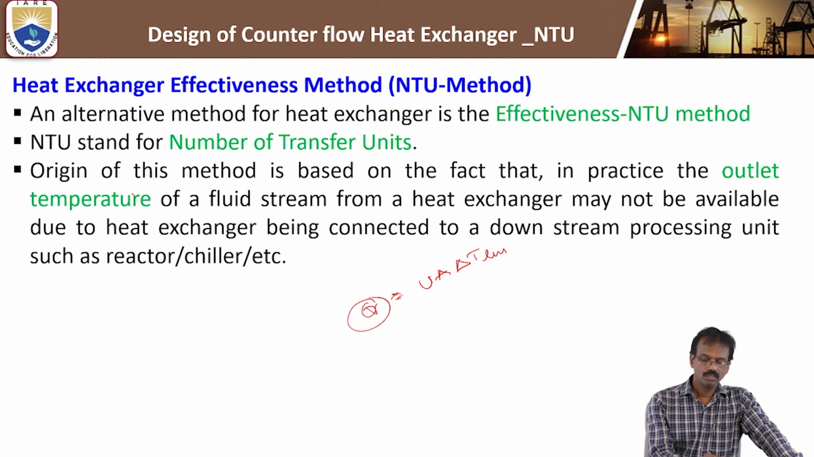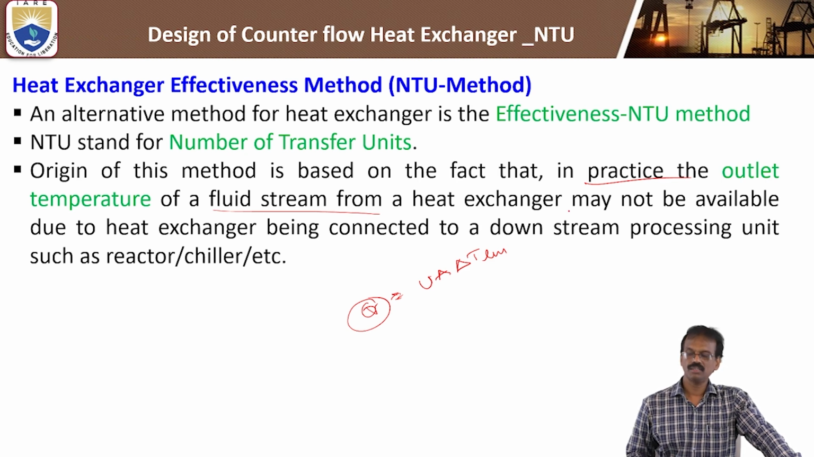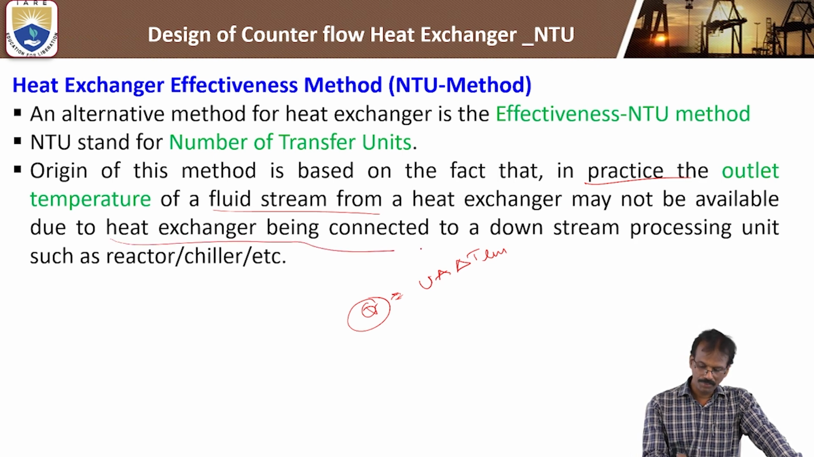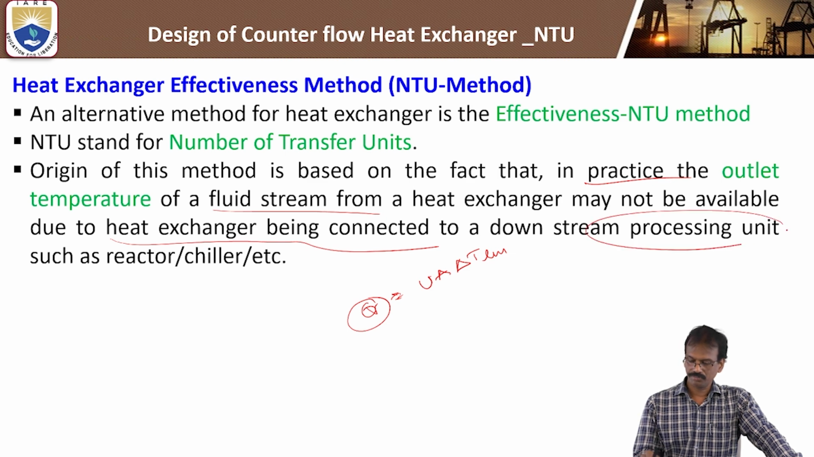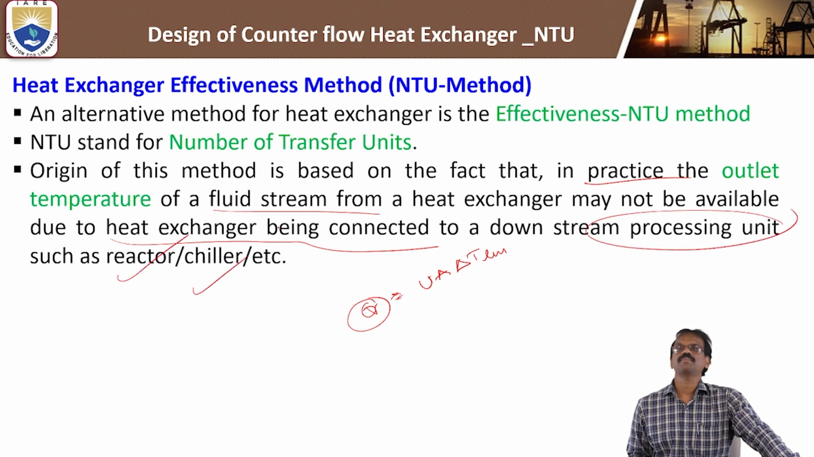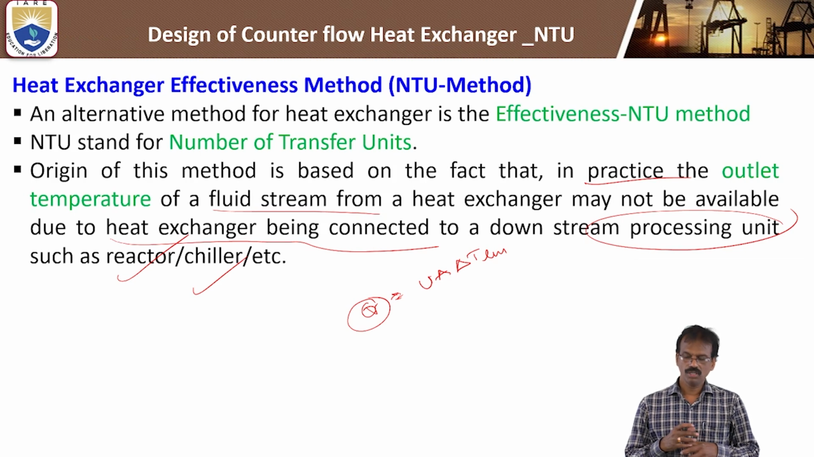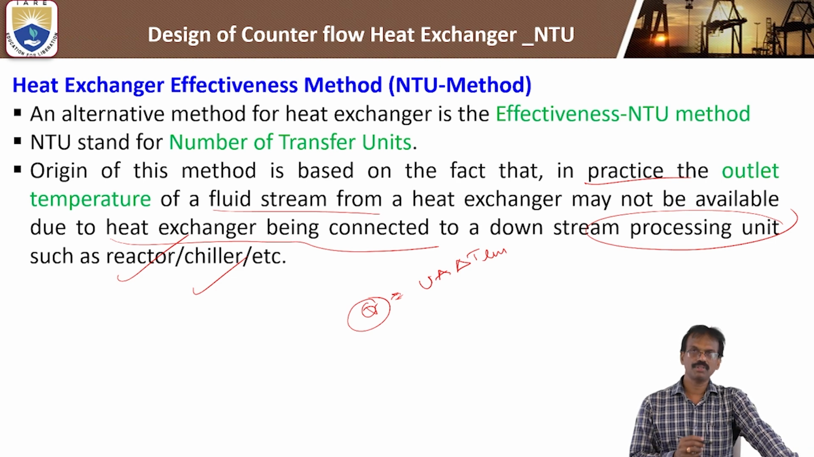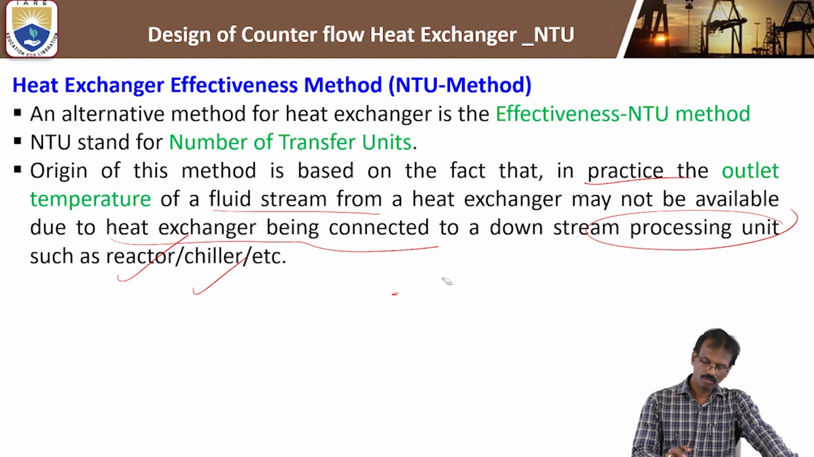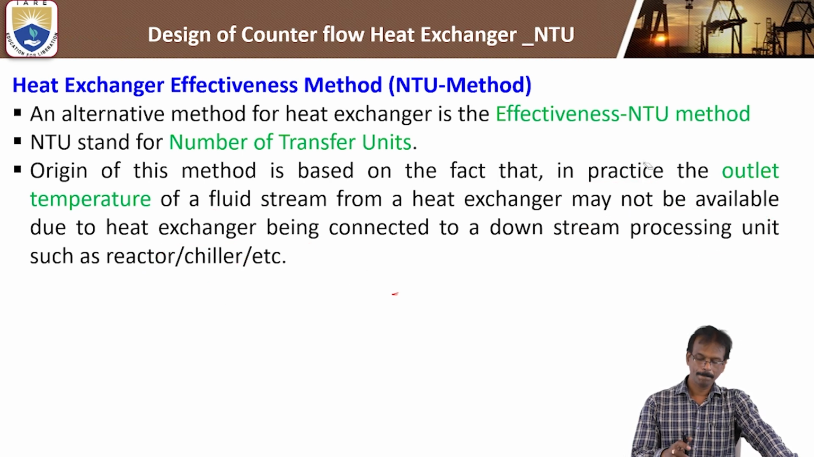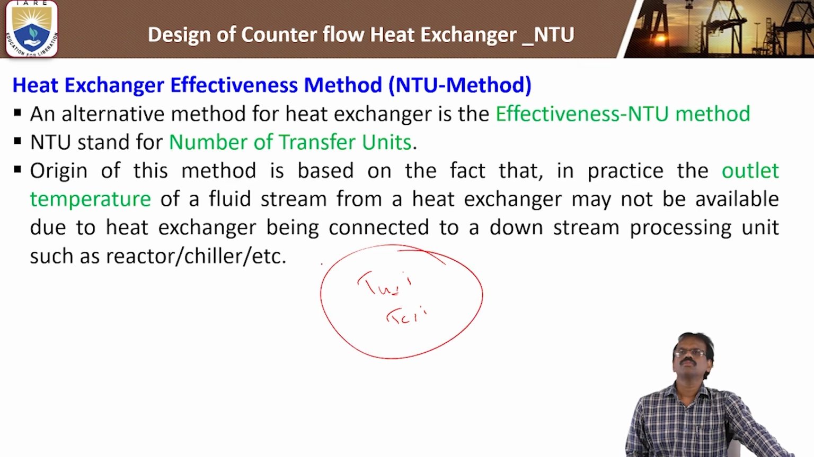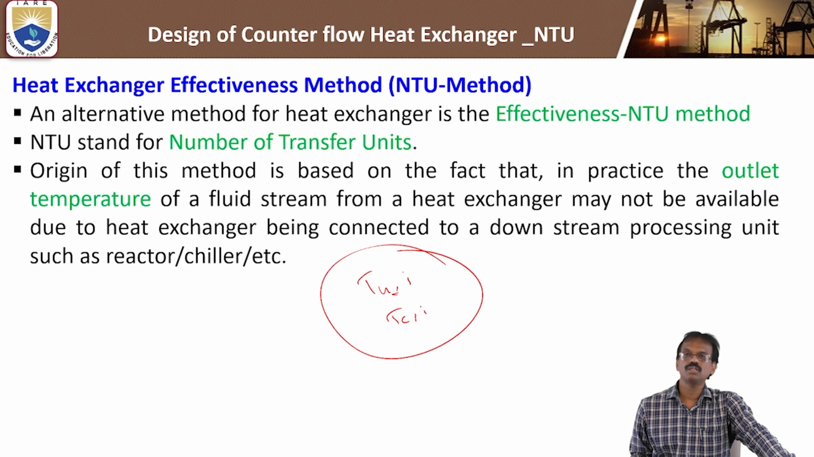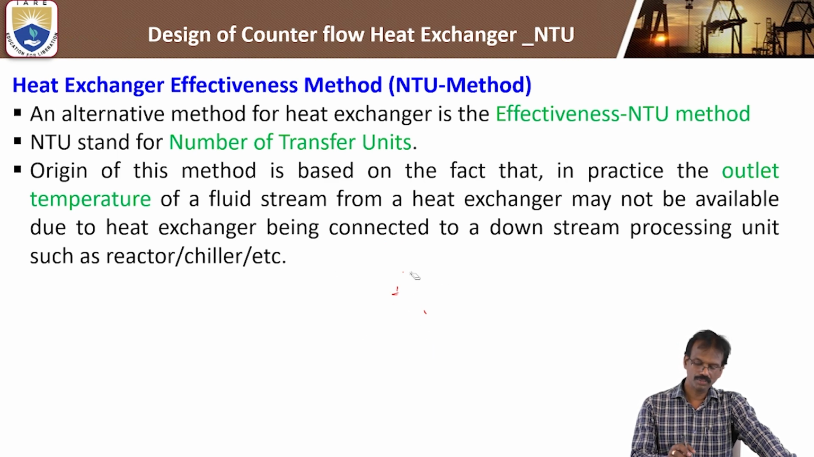But in some cases, in practice, the outlet temperatures of a fluid stream from a heat exchanger may not be available, due to the heat exchanger being connected to a downstream processing unit, such as a reactor or chiller or something. Okay. Due to this problem, because these heat exchangers are connected to a downstream processing unit, we are unable to measure the outlet temperatures of the hot fluid and cold fluid. So, here we can measure only the inlet temperature of the hot fluid, T_H, and T_C, the cold fluid inlet. So, we know only the input temperatures, hot fluid input and cold fluid input. We don't know the output temperatures of the hot fluid and cold fluid.